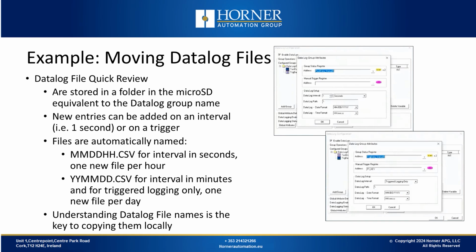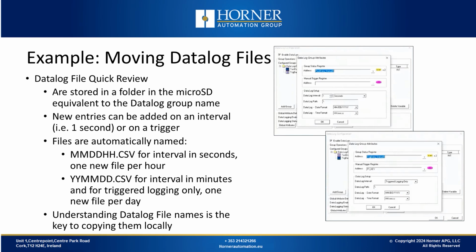So if you set up a datalog to record variables on a periodic basis, for example every 10 seconds, then the files will be automatically named after the month, date, and hour in which it was created. And at the start of every hour, a new file will be created with that file name, which will change based on the real-time clock. If you instead have a datalog where the variables are logged in terms of minutes, or where variables are only logged when triggered by a bit turning on, then the file name is in a year, month, day format, and you only get one new file per day.